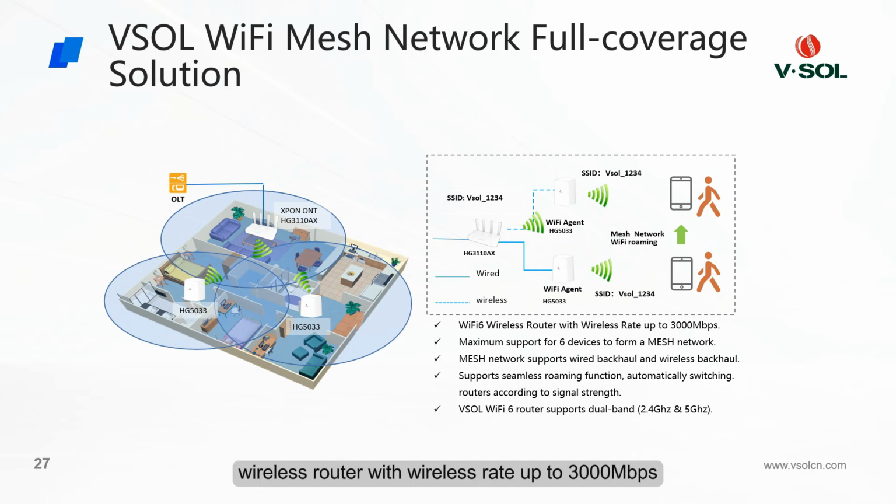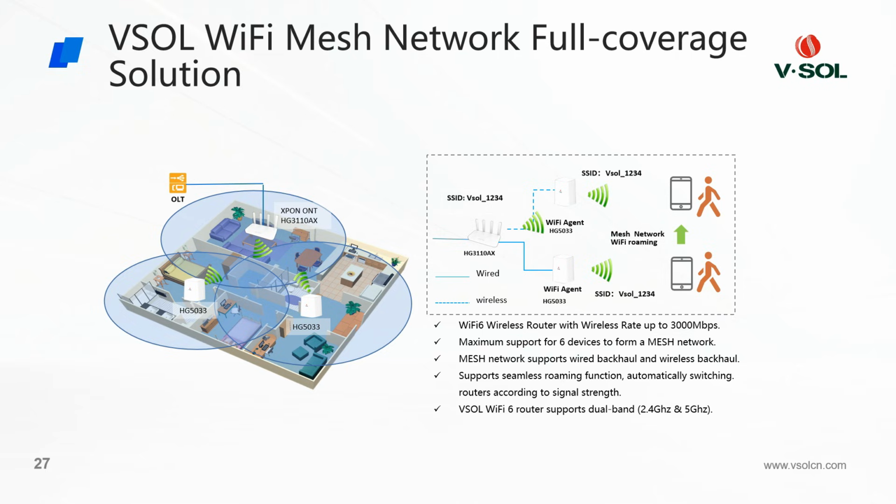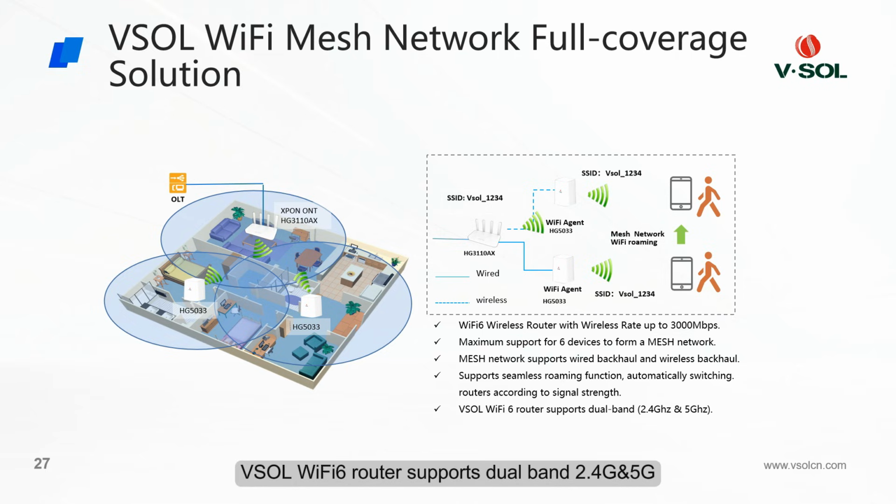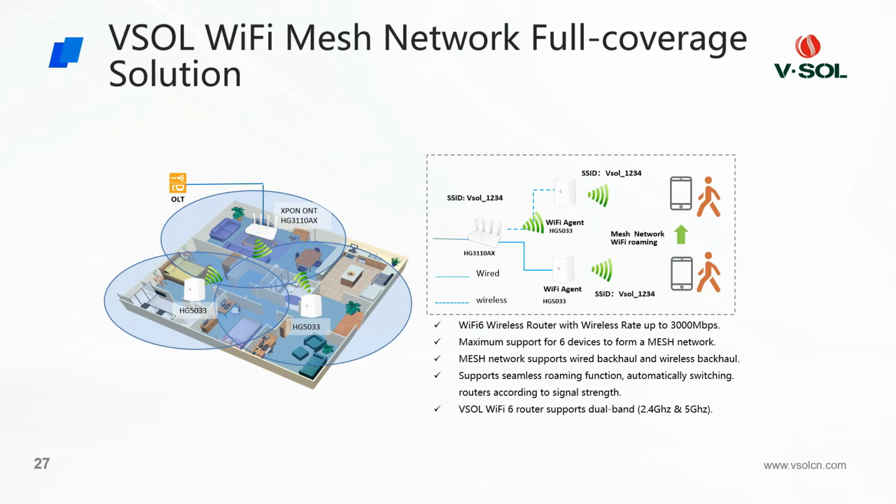Wi-Fi 6 wireless router with wireless rate up to 3000 Mbps. Maximum support for 6 devices to form a mesh network. Mesh network supports wired backhaul and wireless backhaul. Supports seamless roaming function, automatically switching routers according to signal strength. VSOL Wi-Fi 6 router supports dual band 2.4G and 5G.